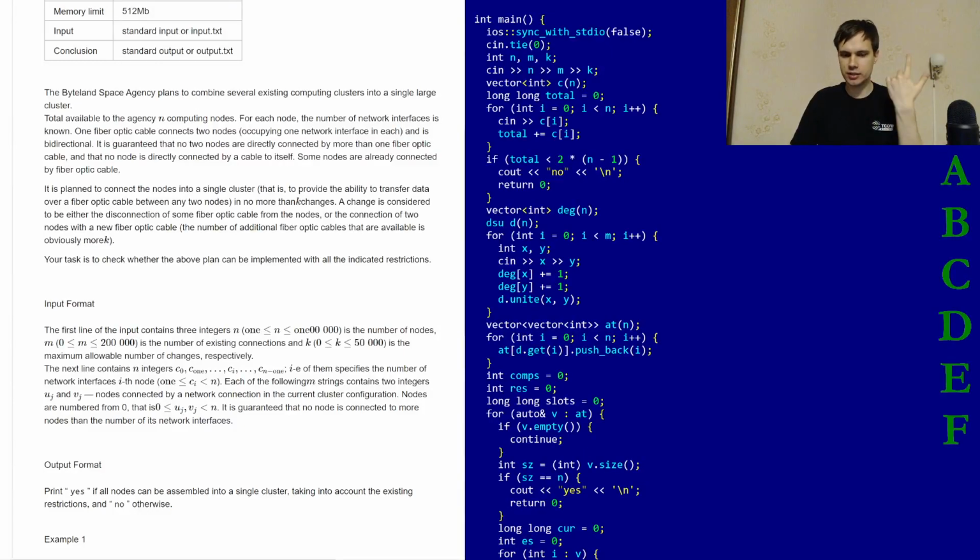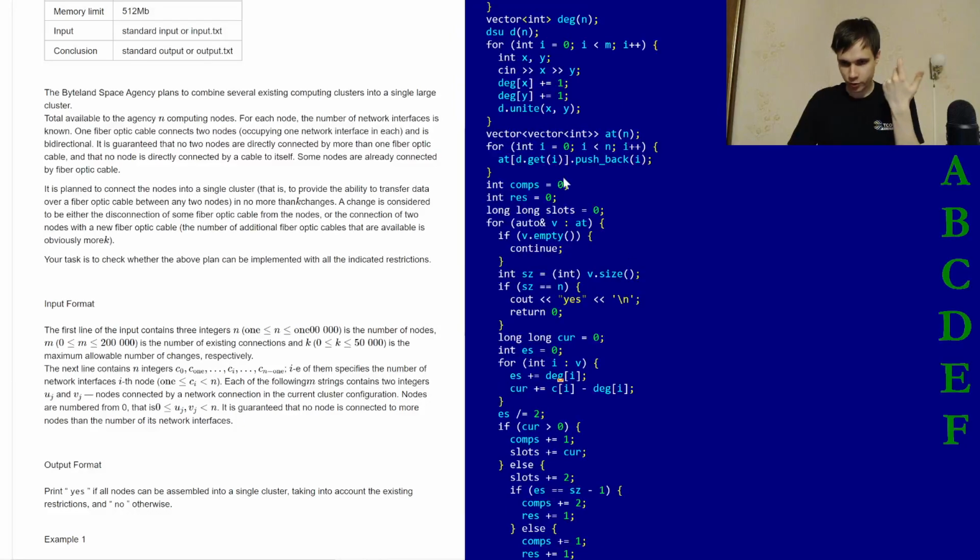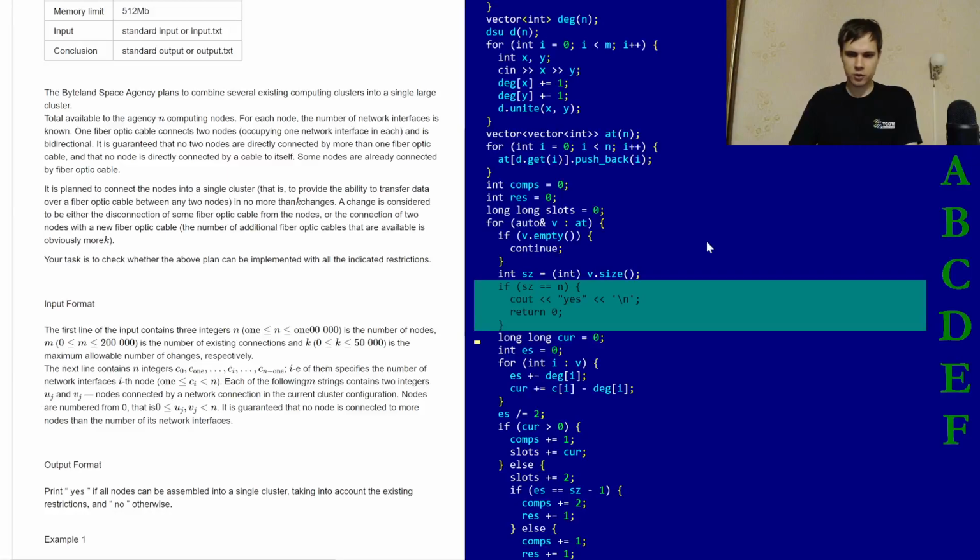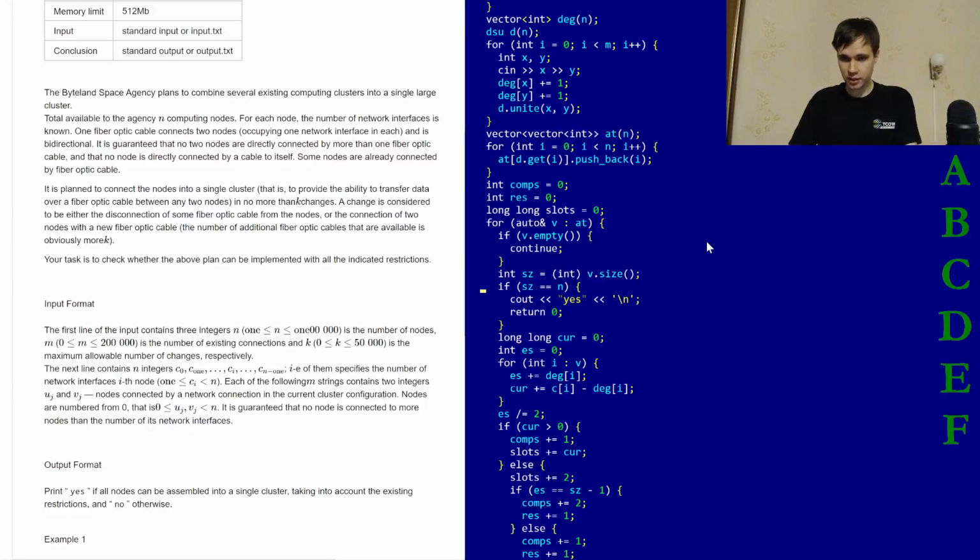And the question is, can we do that in k steps? So what we do is we find all connected components as we have them. And there are some cases. For example, if we have just one connected component already, like we have a component of size n, where n is the number of vertices we have, then it's always just yes. We don't need to make any changes. Then we have a component, we have some number of edges that we can count, like how many edges we have inside the component.